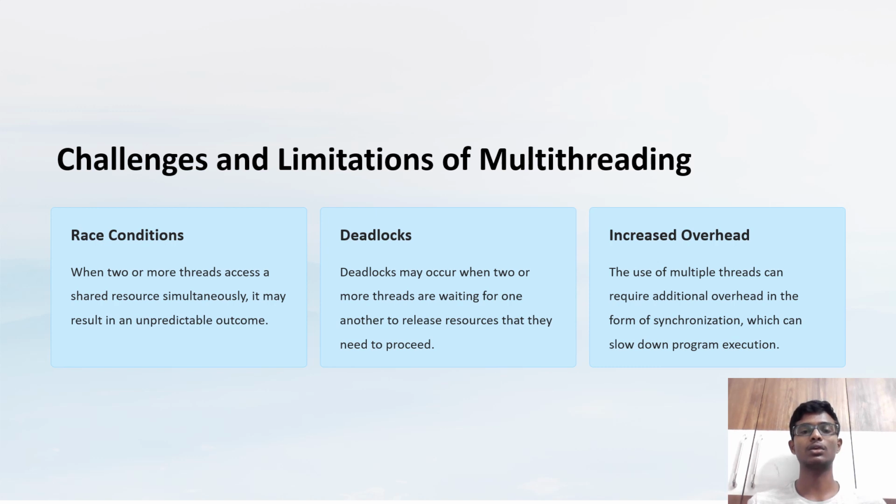When it comes to deadlocks, deadlocks may occur when two or more threads are waiting for one another to release resources that they need to proceed. And when it comes to increased overhead, the use of multiple threads can require additional overhead in the form of synchronization, which can slow down program execution. These are the challenges and limitations of multithreading.